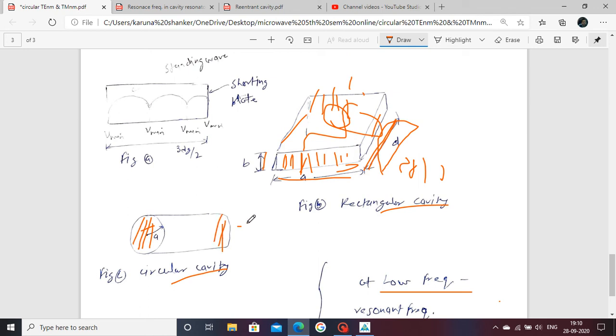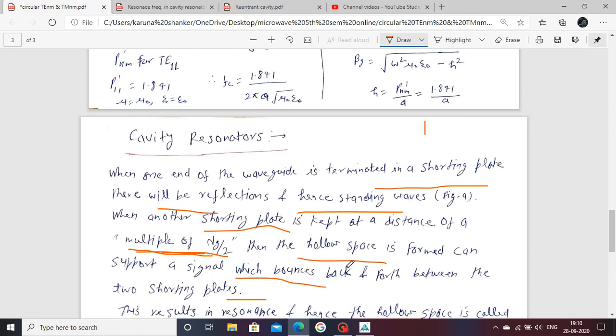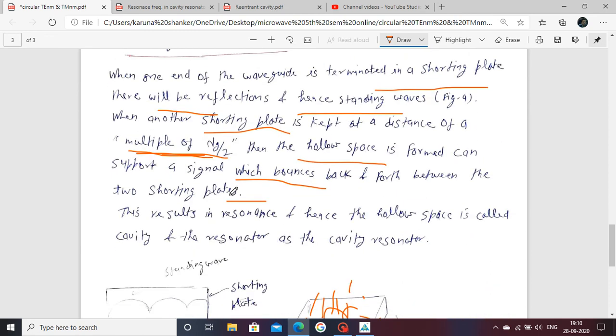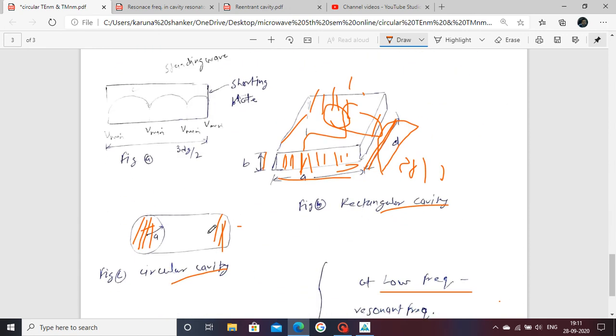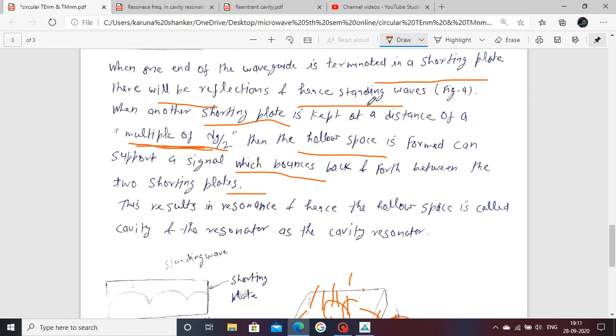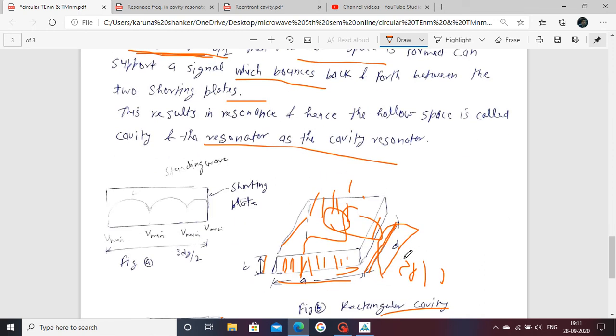Now there is a hollow space inside your circular cavity, in a box form. This also forms a circular cavity. The overall conclusion for your cavity resonator: it is a hollow space in a rectangular or circular form, which by putting a metal plate on both sides forms a cavity. This resonator is a cavity resonator.